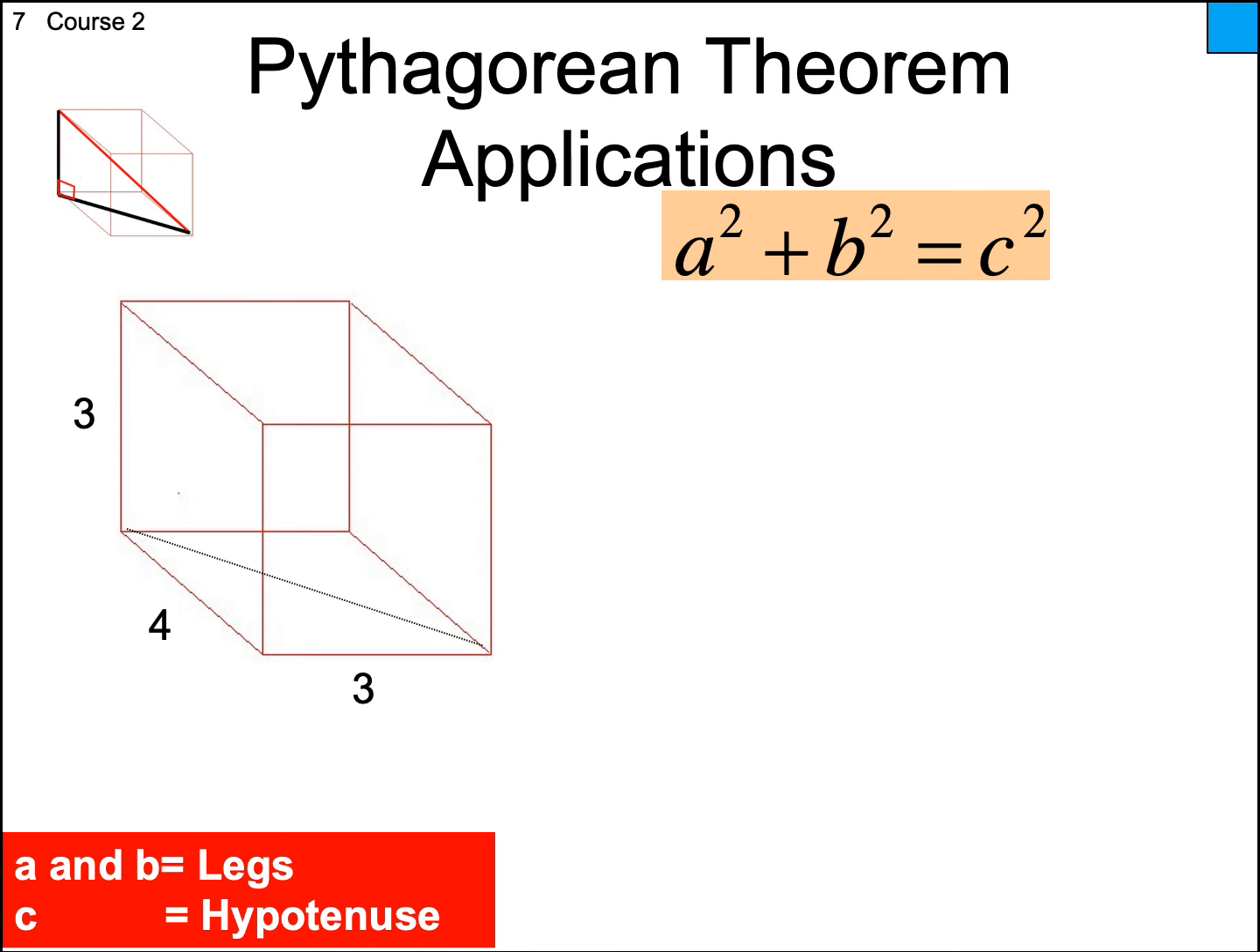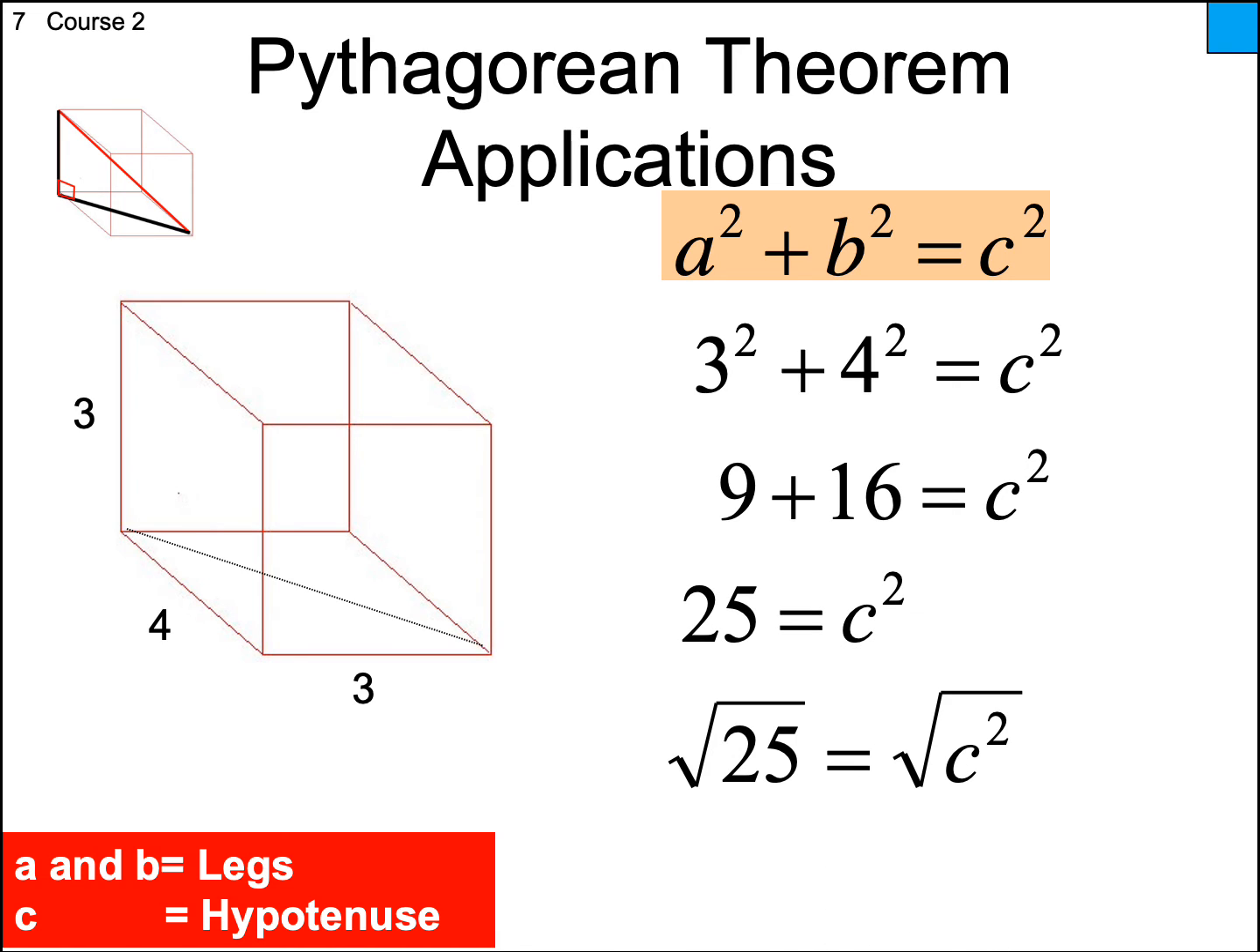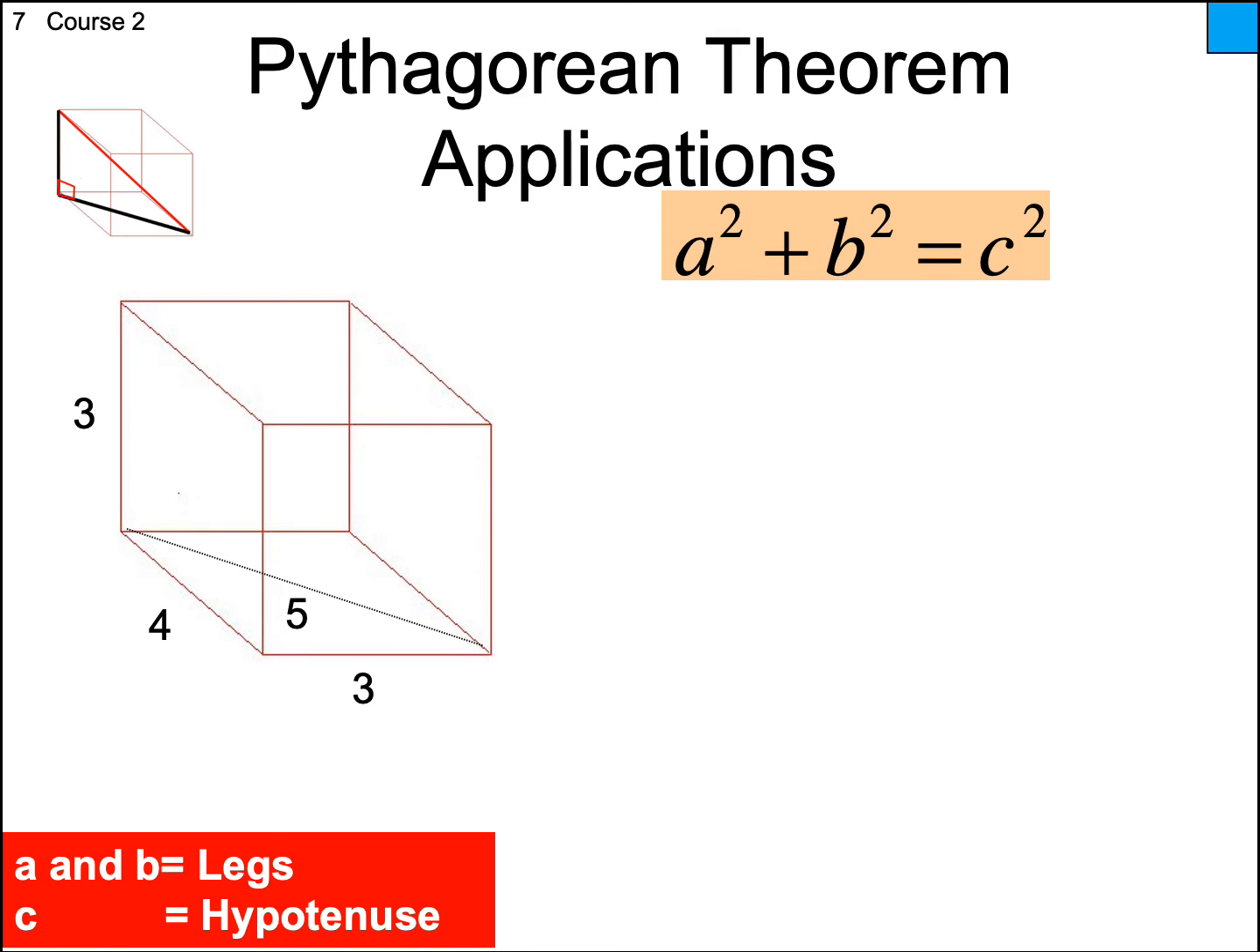We got 2 legs of 3 and 4, so we throw those in the Pythagorean theorem. 3 squared is 9, 4 squared is 16. You add those 2, take the square root of both sides, and we find out that that diagonal has a distance of 5. Rewind the video, play it again if you need to see that again.